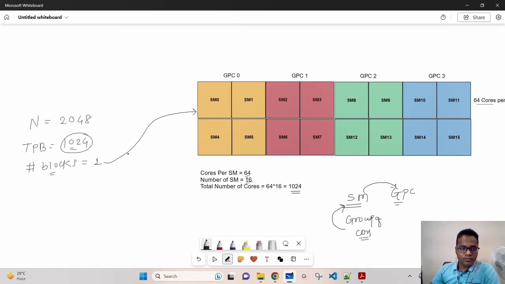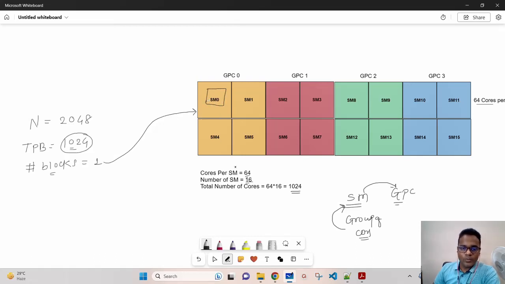It is not the case that part of the thread block gets scheduled on one streaming multiprocessor and the remaining on another. One block gets allocated to only one streaming multiprocessor on the GPU. So this entire block comprising 1024 threads is getting scheduled on only one streaming multiprocessor here.